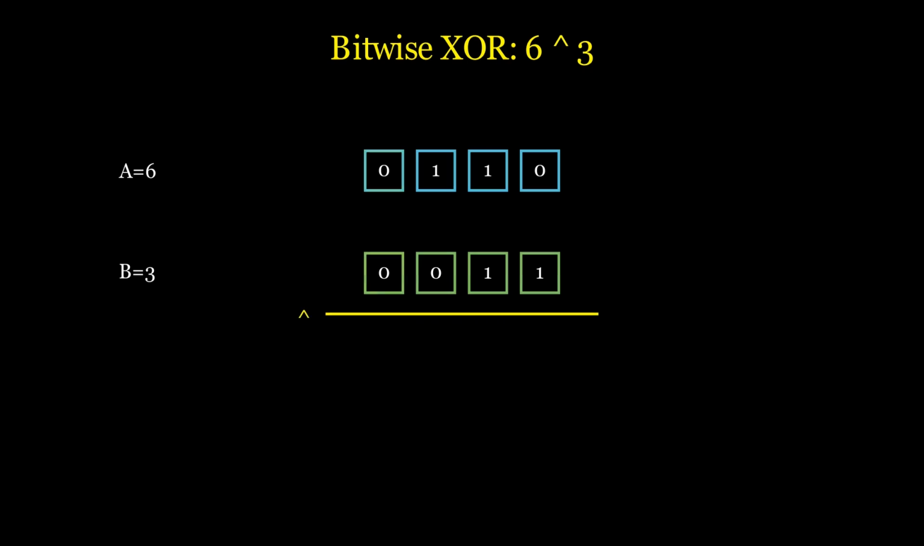Lastly, XOR stands for exclusive OR. It only returns 1 if the two bits are different. The result is 0101, which is 5. XOR is perfect for finding differences in binary data.